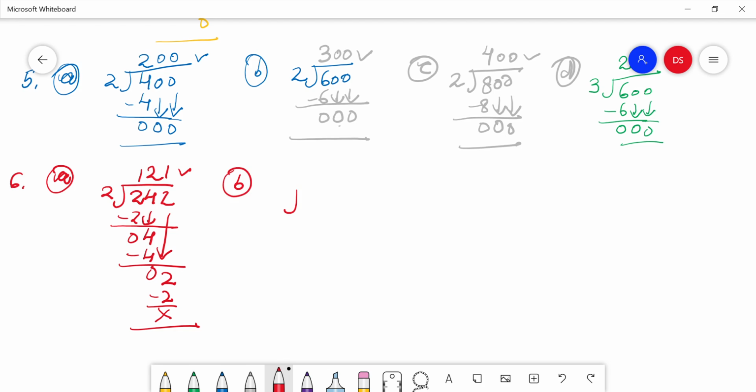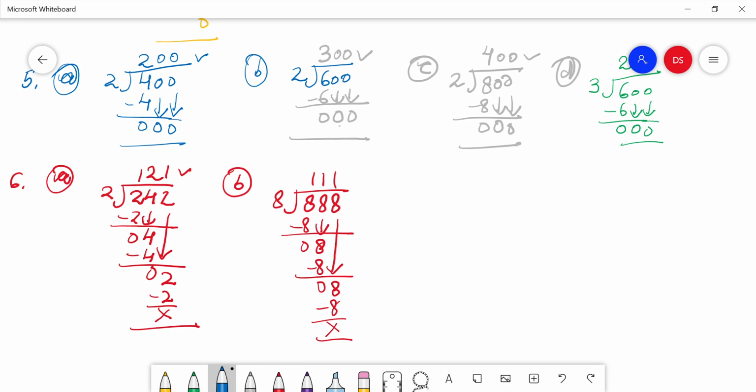B part. 888 divided by 8. 8 ones are 8. This is 0. Again 8. 8 ones are 8. This is 0. Then the last digit is also 8. 8 ones are 8. The answer is 111.